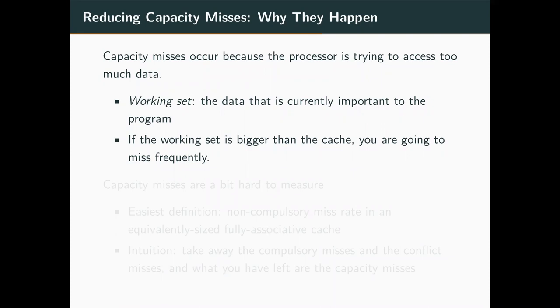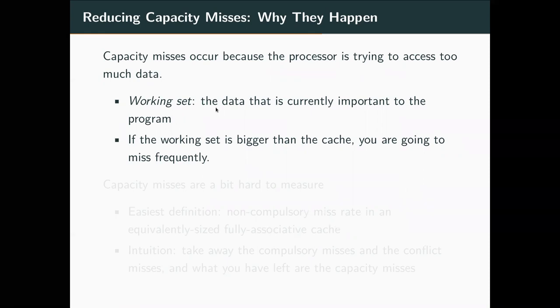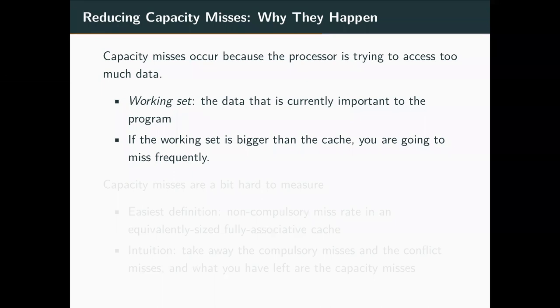Okay, so what is a capacity miss? A capacity miss is when we're trying to use more data than can be fit into our cache. So let's add some terminology to this. We call the data that's currently important to our program the working set, because that's what it's using to do its work. And if that working set is bigger than the cache, you're going to end up with a bunch of misses because you just literally can't fit enough into your cache. So obviously, you're going to have to shuffle some data in and out.